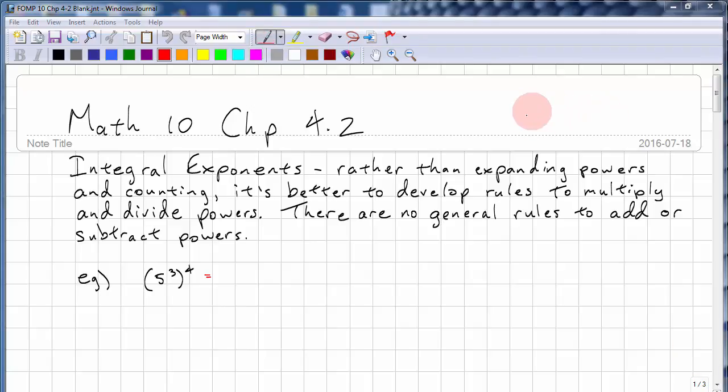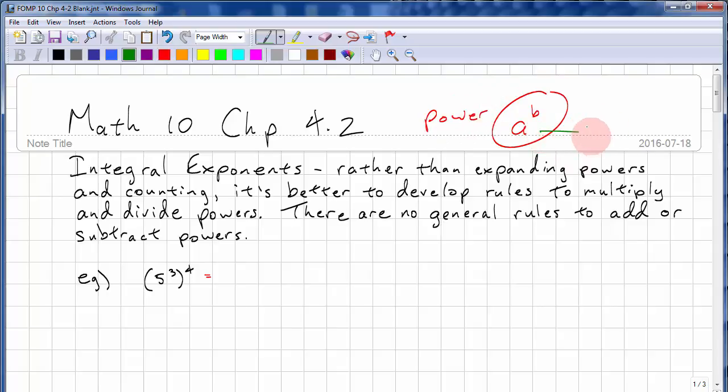And recall that this is a power. This is the base, and this is the exponent. So please try to use the correct terminology when you're referring to the whole thing, or just the base, or just the exponent. So let's look at examples to see if we can develop some rules. And if you forget these rules on a test, you can always derive them just as we are here.